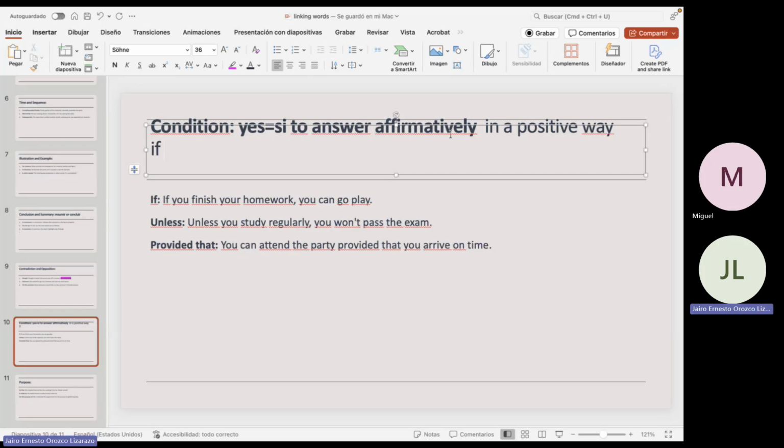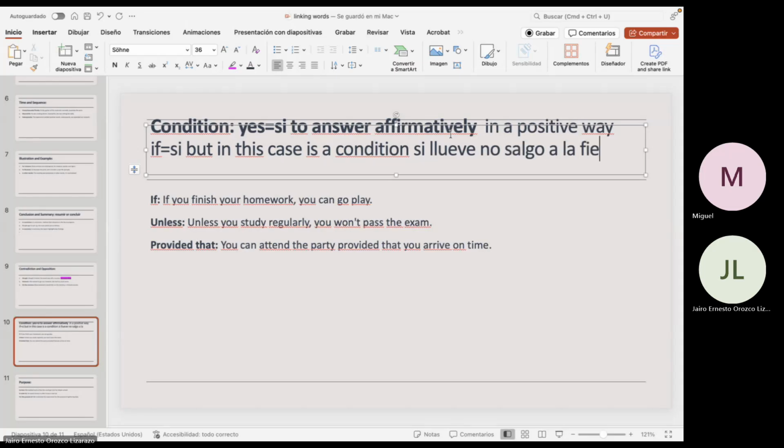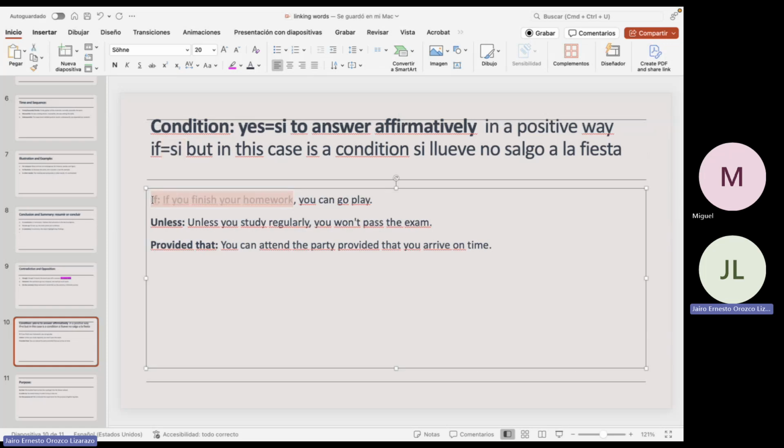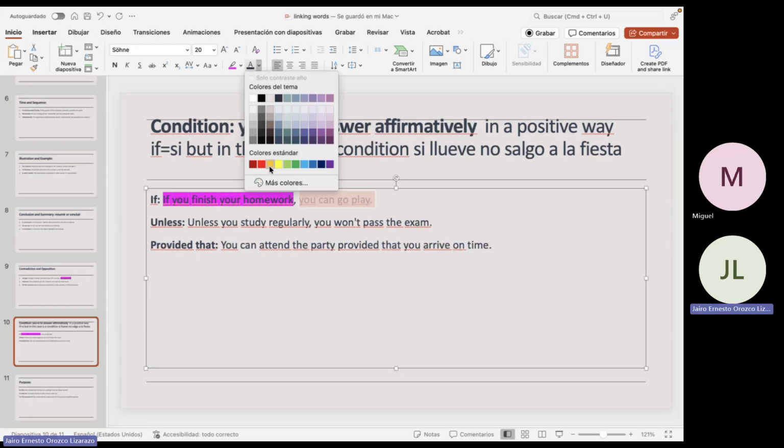Meanwhile, if also means see, right? See, but in this case it is a condition, right? In Spanish, for example, si. So it's a condition. If this happens, I don't do this, okay? So if means si, but that is the difference. One thing is to say yes, and one thing is to say if. Now, if you finish your homework, you can go play. So if this condition happens, then you can go and play.